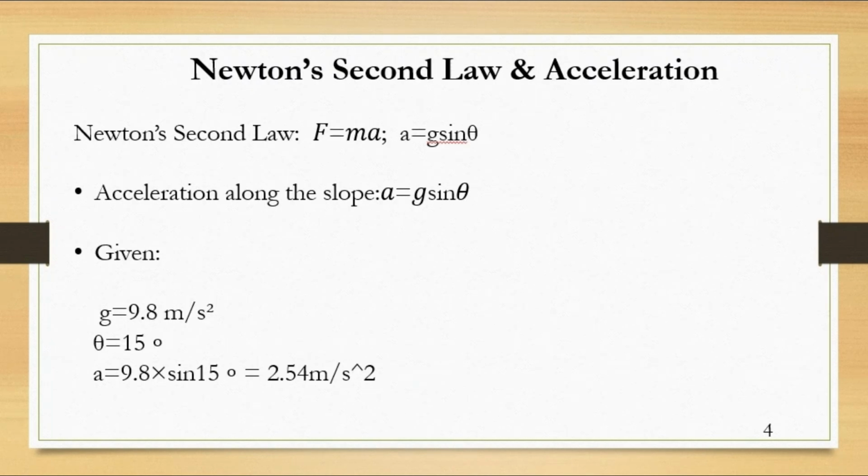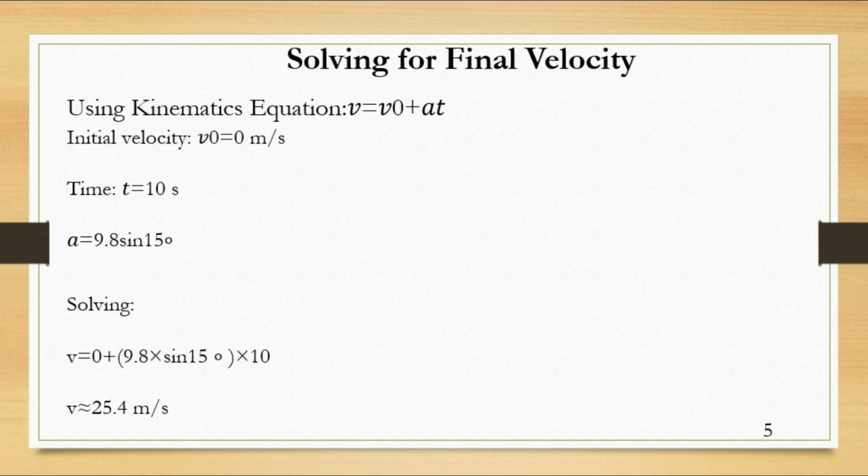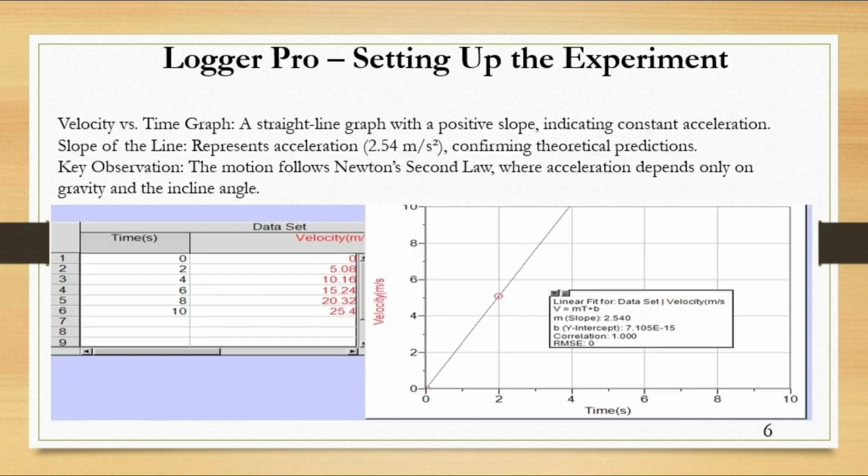Applying Newton's second law along the slope, we find that acceleration is given by g sine θ. Plugging in g equals 9.8 meters per second squared and θ equals 15 degrees, we calculate the acceleration. Using the kinematic equation, v equals v0 plus at, and knowing that the object starts from rest, we multiply acceleration by time to get the final velocity. The result is approximately 25.4 meters per second after 10 seconds.